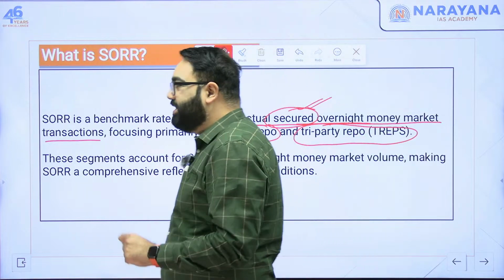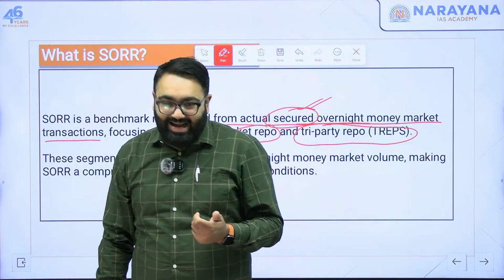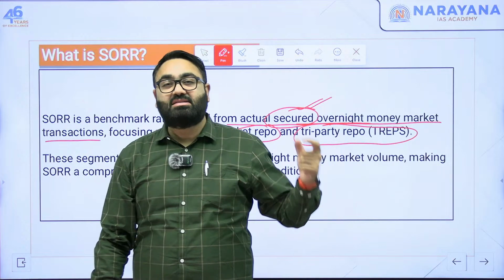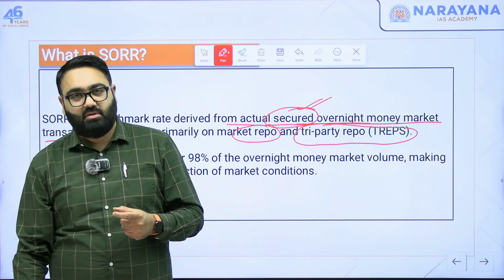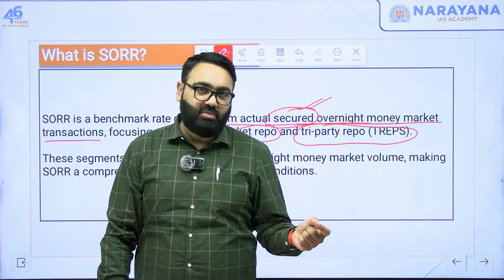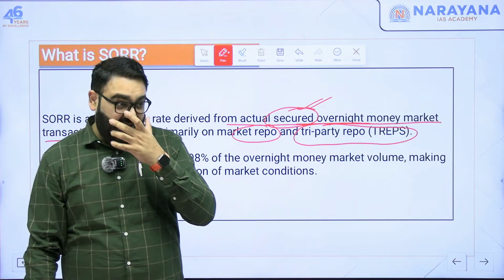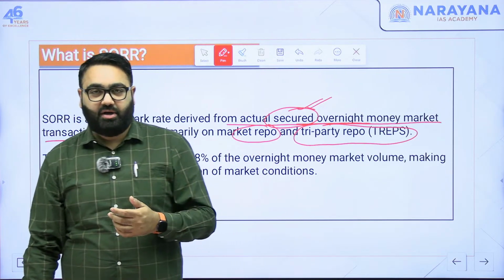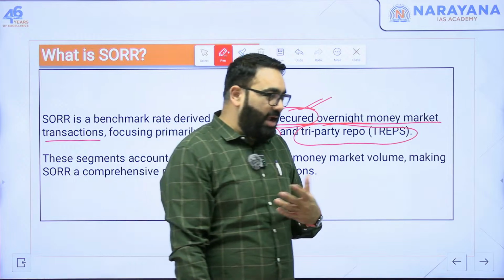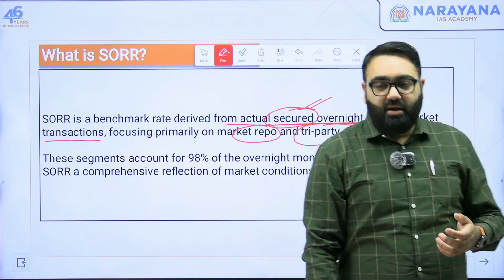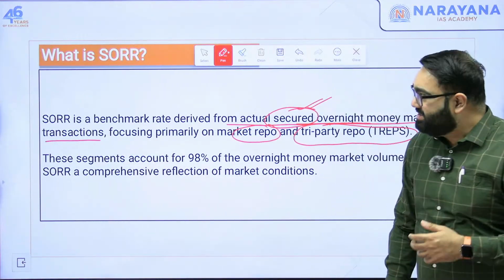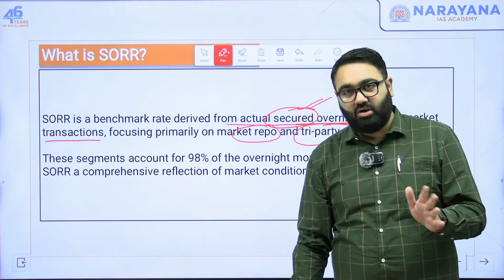In case you don't know, repo rate is the rate at which the RBI lends money to the banks. So when a bank has to take a loan from the RBI, the rate of interest that the RBI will charge them is called the repo rate. There's something called the tri-party repo as well. Tri-party repo, as the name suggests, is where three parties get involved, not just the RBI.